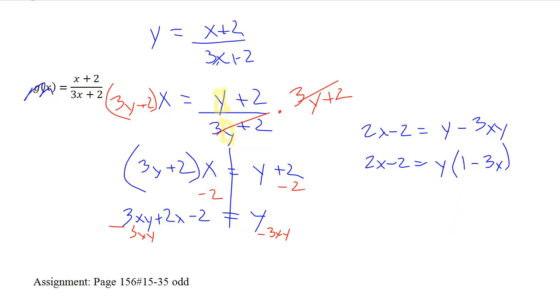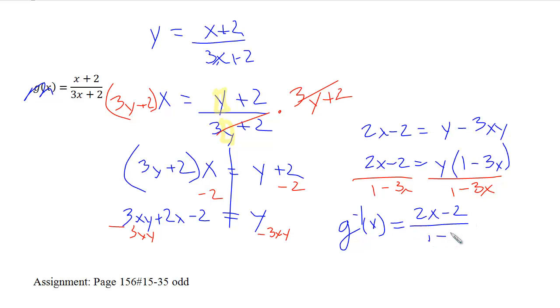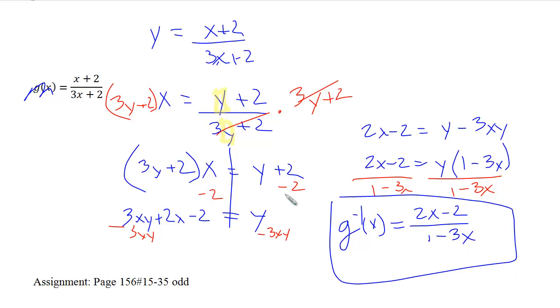So now this y is all by itself. I just have to divide by this. So I'm going to flip these and I'll put y equals, let me go back to the inverse then. This was g, sorry. And that equals 2x minus 2 over 1 minus 3x. And this is the inverse of that. Okay, bring any questions with you to class tomorrow, and we'll get a little bit more practice.